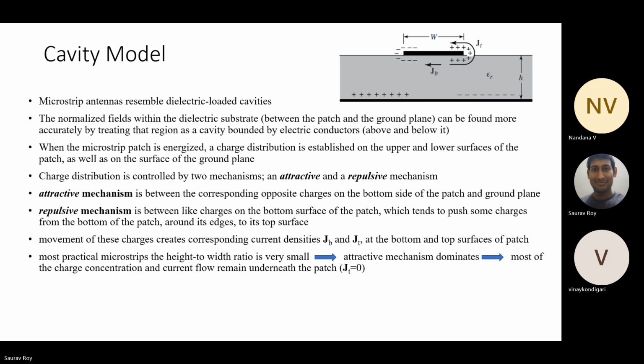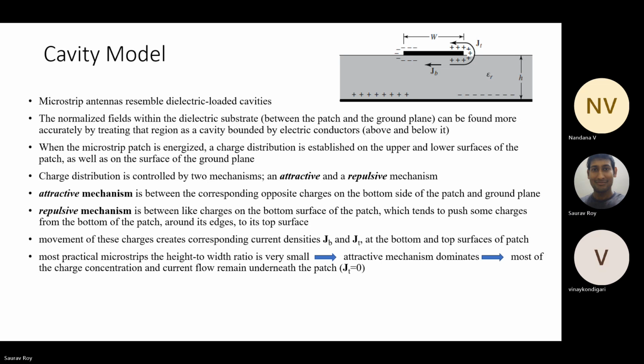That's why JT becomes almost zero. Most of the charge concentration and current flow remain underneath the patch. Only it remains below the patch. JB is the only relevant charge density, and JT almost becomes zero.